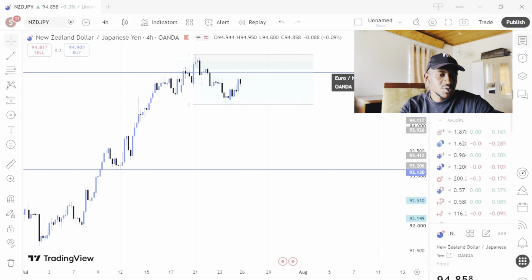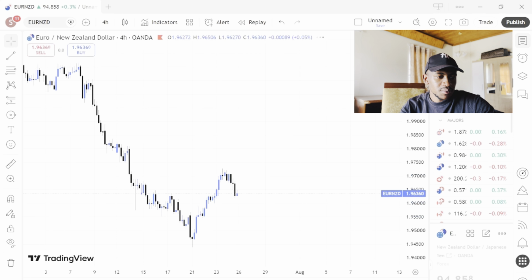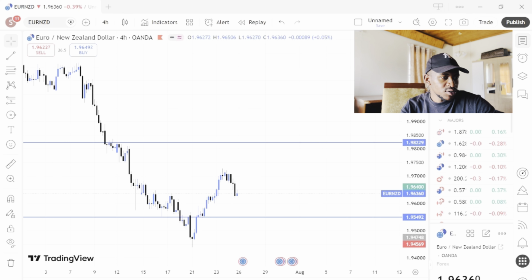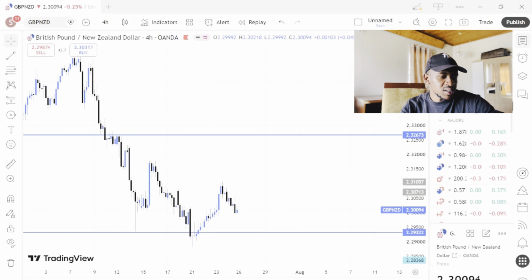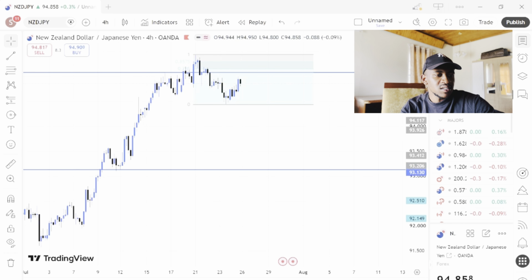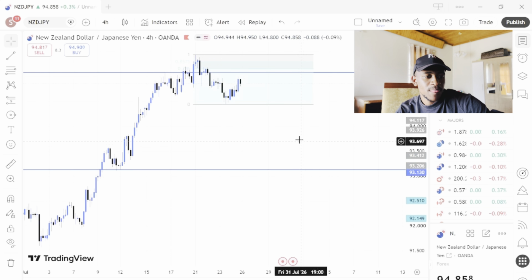This is the base currency. We selling it. We buying the euro against the NZD. Again, here we buying the GBP against the NZD. So overall, we selling the NZD. My mistake. Yeah, we selling the NZD.